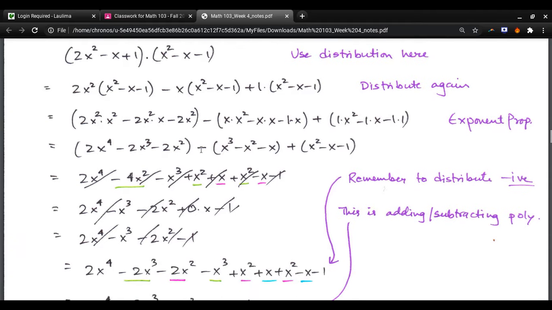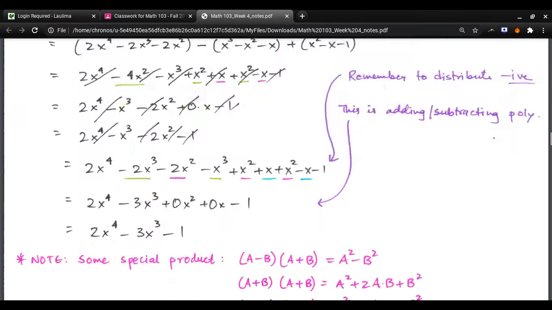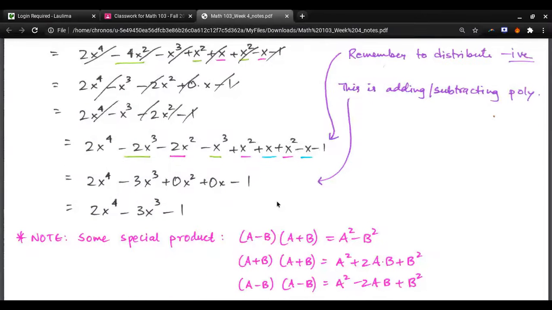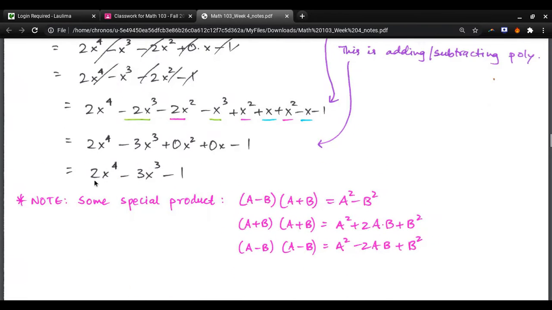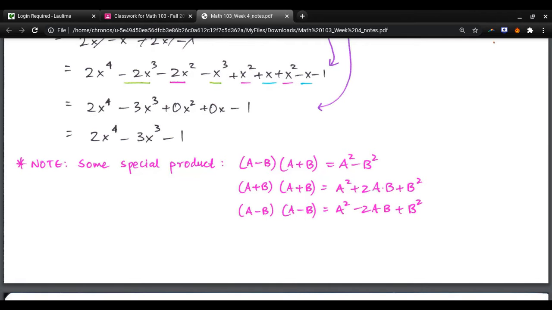Just be sure that you are distributing this negative here. When you do that, all the positive terms become negative and the negative terms become positive. And you end up with this particular expression. There are some special products that you should be aware of.